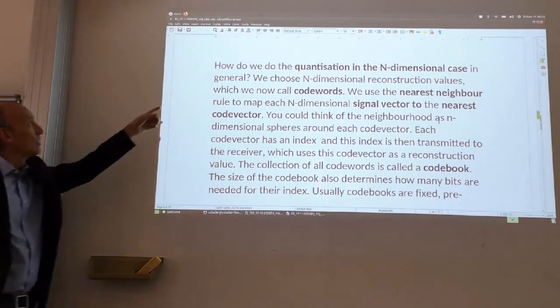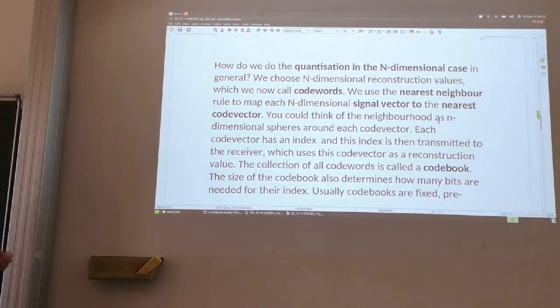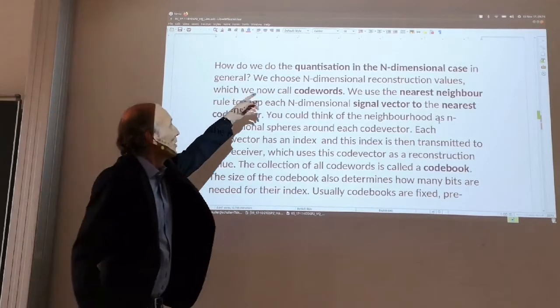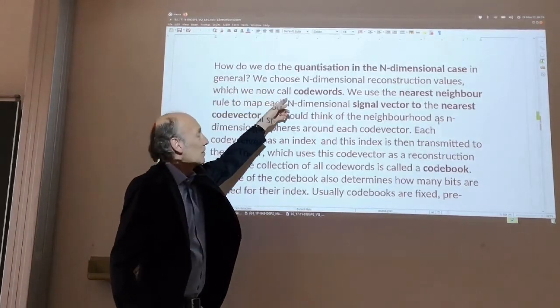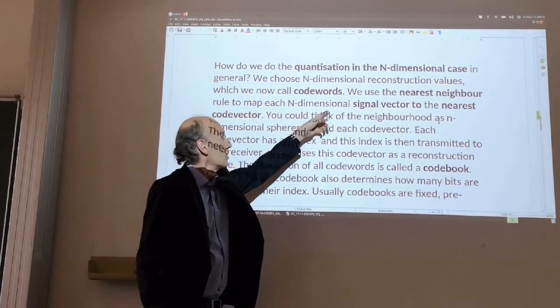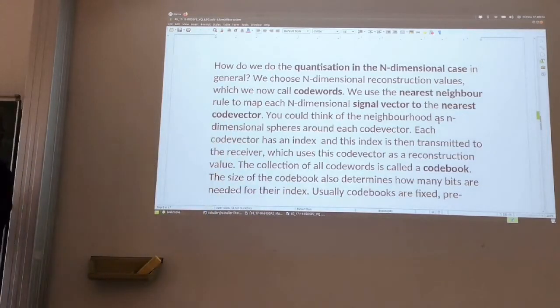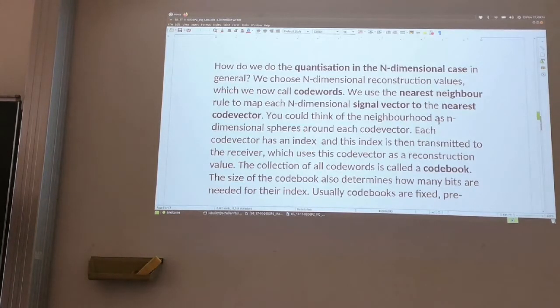So how do we do the quantization in the n-dimensional case in general? Not just two-dimensional, but n-dimensional. We choose n-dimensional reconstruction values, which we now call code words. We use the nearest neighbor rule to map each n-dimensional signal vector to the nearest code vector. So remember, we can still do that in n dimensions because we have a distance measure. When we have a vector and a set of code words, we can compute the distance between the two. Do you know how to do it?